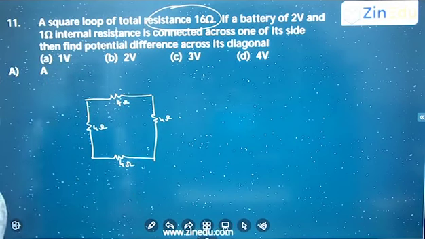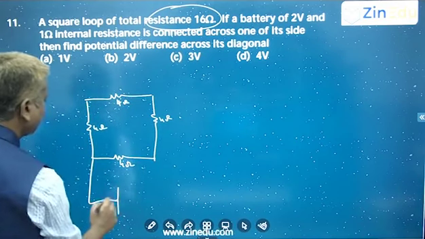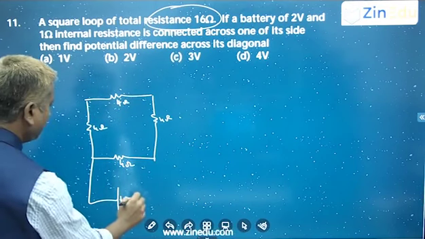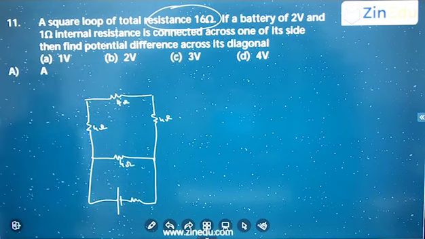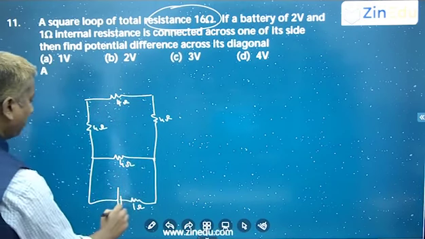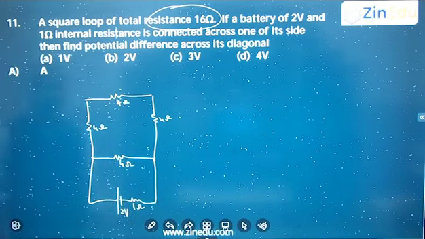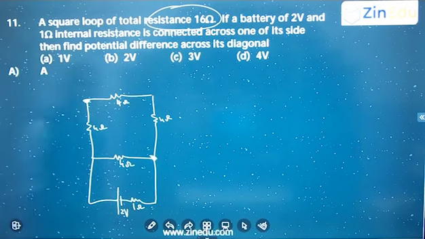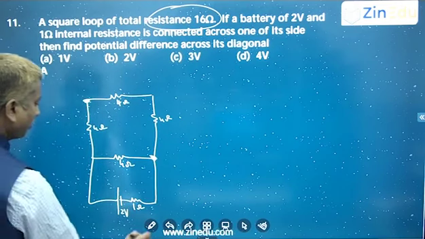Alright. Now you are connecting a battery across one of its sides. This side, let us say I'll connect, with the internal resistance also there. 1 ohm internal resistance, and this is a battery of 2 volts. Then what is the potential difference across its diagonal? I'll take a diagonal here to here. Right. Now, in order to solve this, first you have to get the currents here.